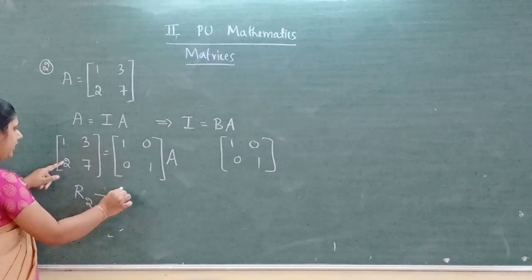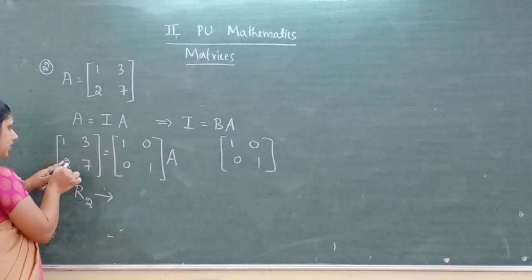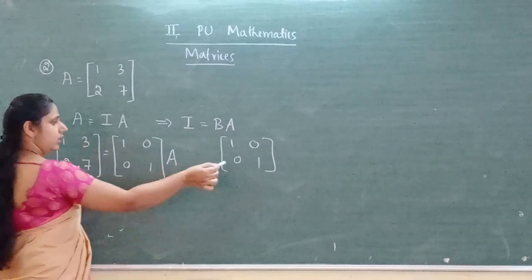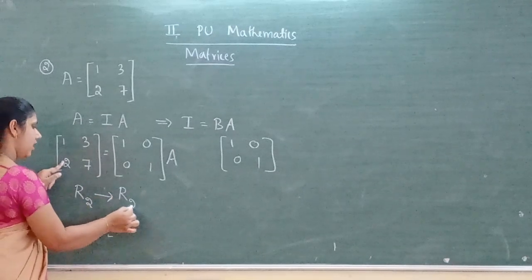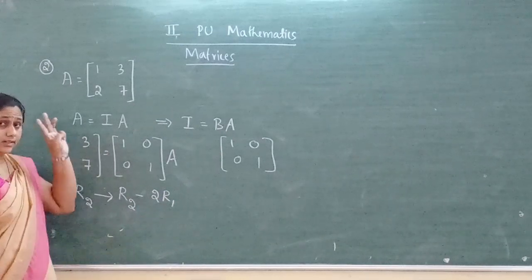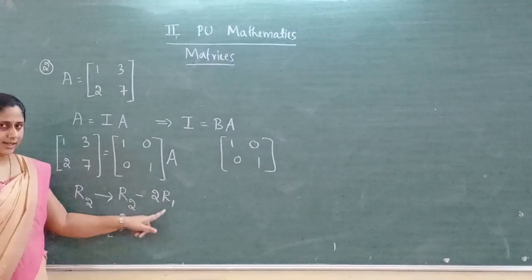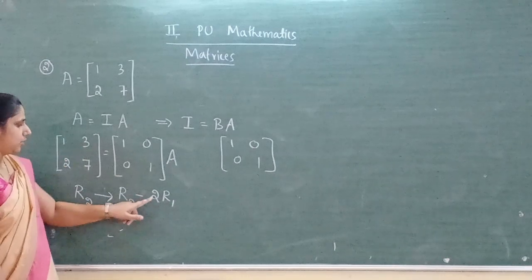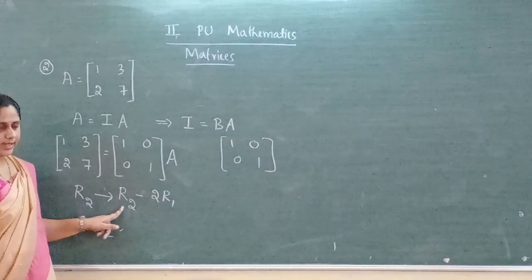See, if I just subtract, that is, if I do the operation R2 minus R1, you will get 2 minus 1, 1. But we must have the element as 0, right? So if I do the operation R2 minus 2 R1, that is the third type of elementary operation, that is Ri goes to Ri plus k times Rj. So first you have to multiply 2 to the first row, then subtract from the second row.